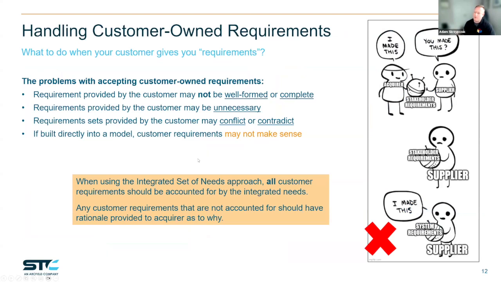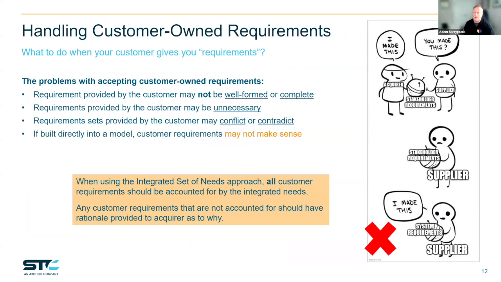The other thing I liked about the incorporation of the lifecycle concept into these definition processes is also the handling of customer-owned requirements. One key thing that we often ran into with a lot of our modeling projects was modeling directly from customer-provided requirements and customer-owned requirements. And that often led to a lot of quality issues.